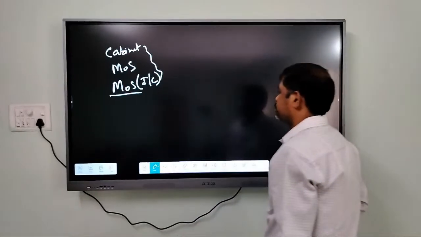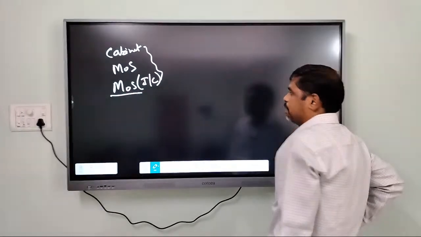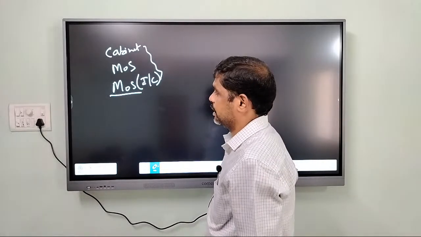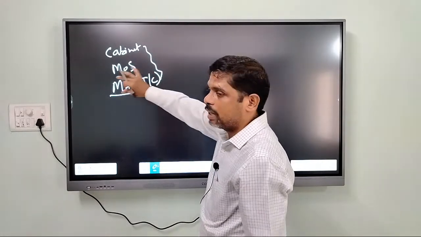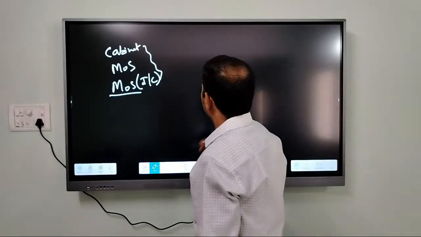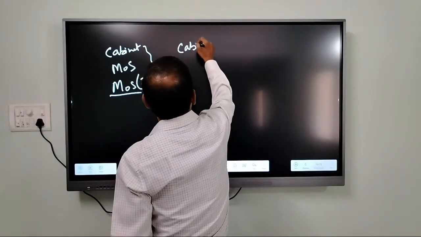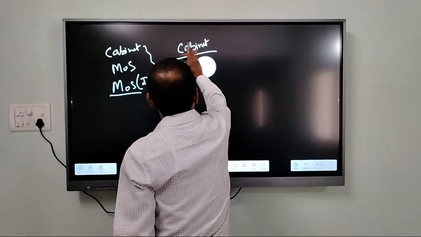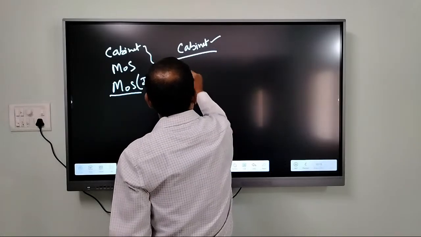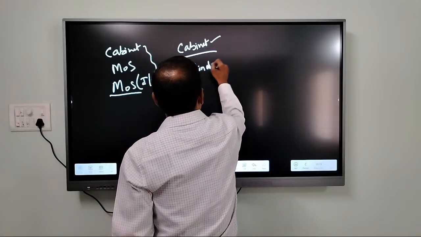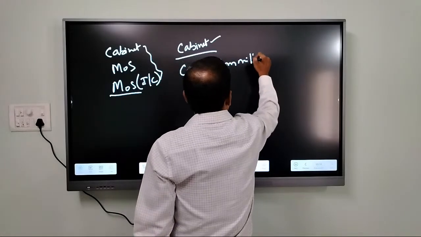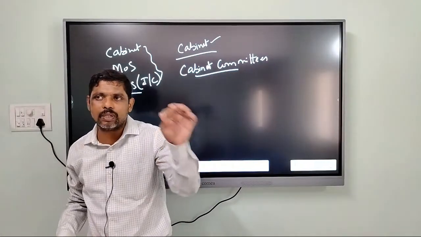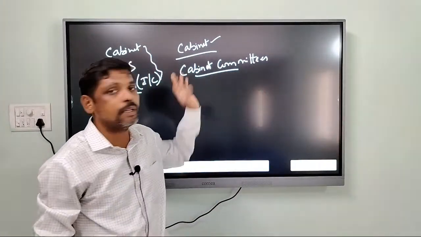Alright, so these are different categories of ministers that we see. It is the prime minister who will assign work among all these members. The cabinet is assisted by cabinet committees. So we have the cabinet and we have cabinet committees. The entire work of the union government is actually done by these cabinet committees.